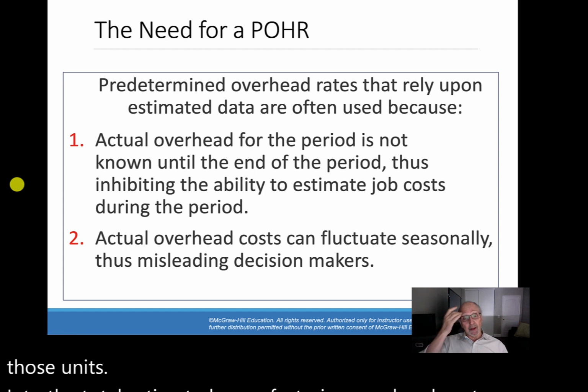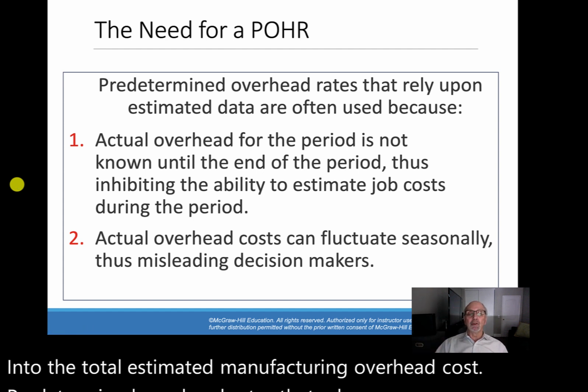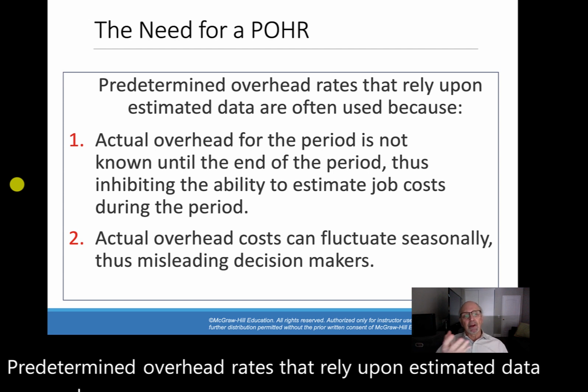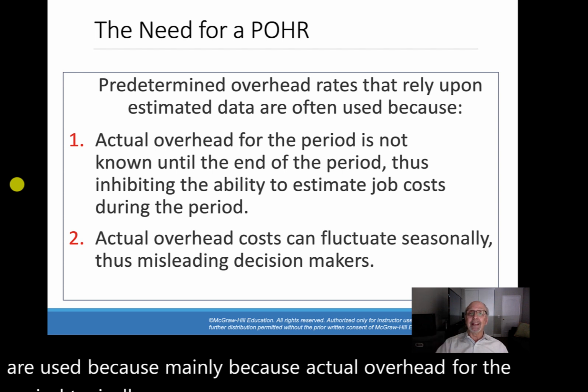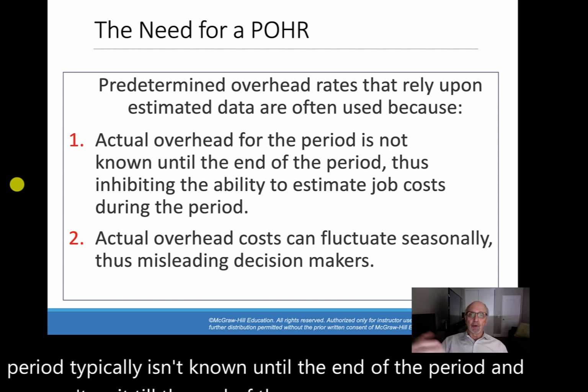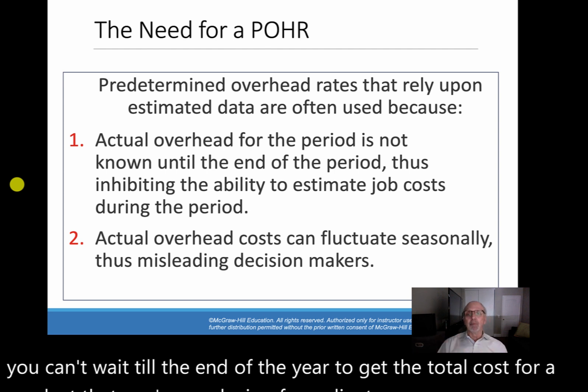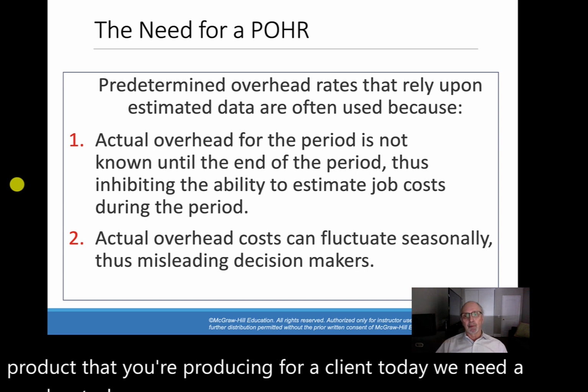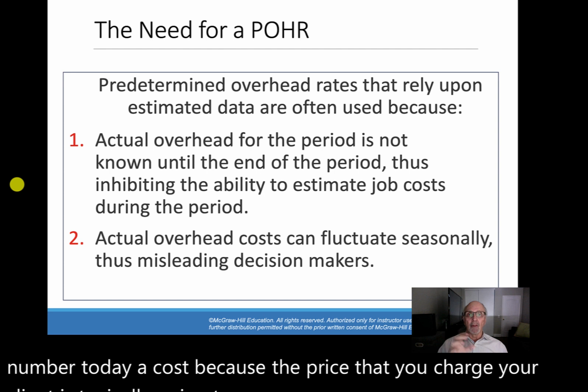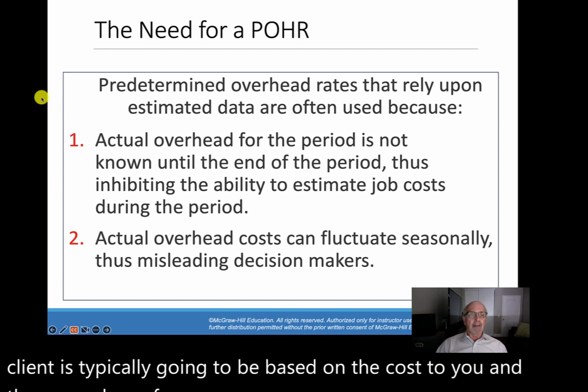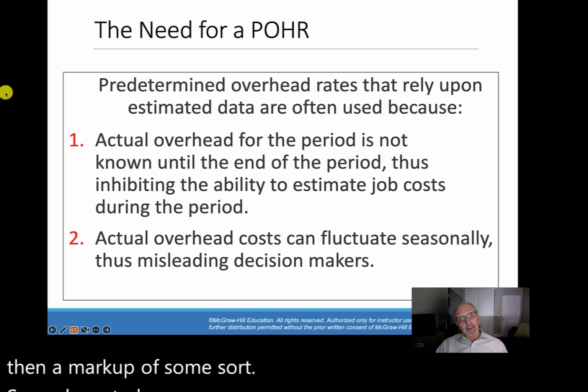Predetermined overhead rates that rely upon estimated data are used mainly because actual overhead for the period typically isn't known until the end of the period, and you can't wait till the end of the year to get the total cost for a product that you're producing for a client today. We need a number today, a cost, because the price that you charge your client is typically going to be based on the cost to you and then a markup of some sort. So we have to have a number. So we estimate.